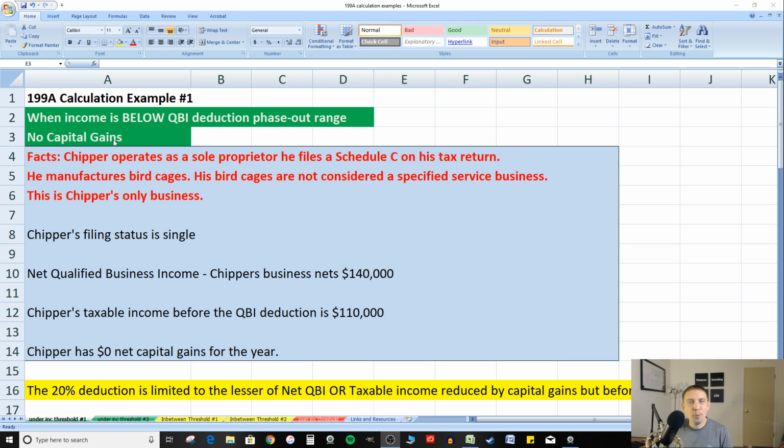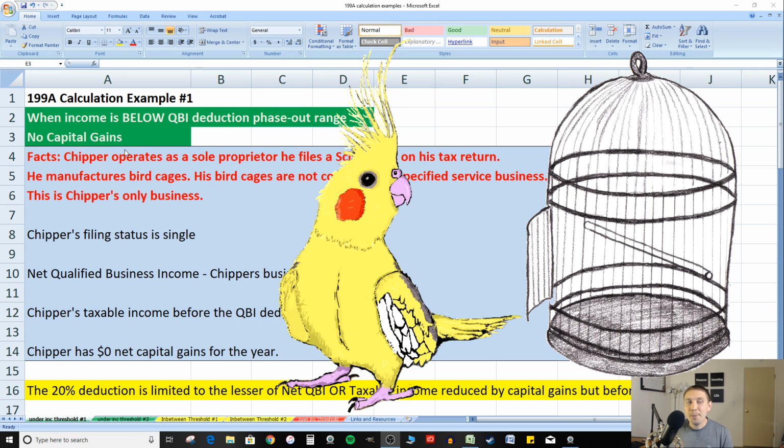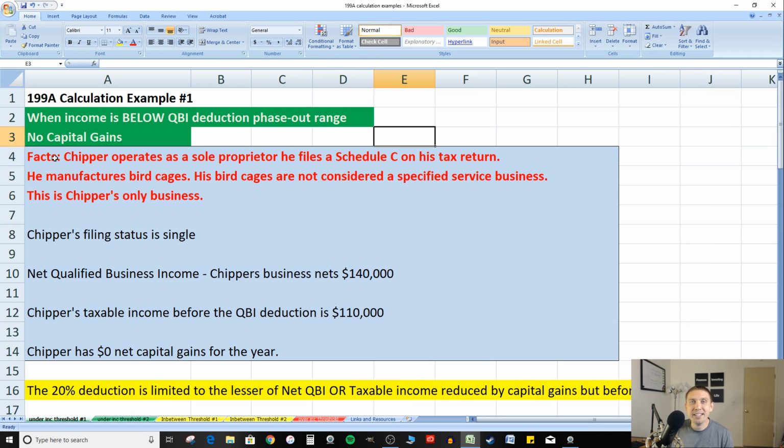Chipper operates as a sole proprietor. He files a Schedule C on his tax return. Chipper manufactures bird cages. His bird cages are not considered a specified service business, and that's because he's a manufacturer. He doesn't provide services. He makes and sells bird cages. Now, this is Chipper's only business, and we're going to discuss multiple businesses by the end of this video, but let's just focus on one business example at a time. So Chipper is single. He's not married because he's single and ready to mingle.